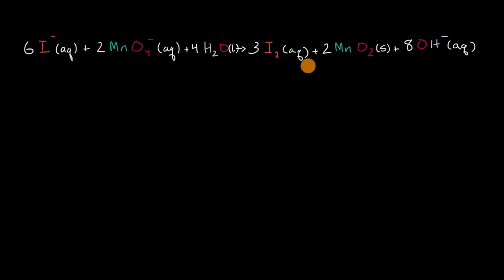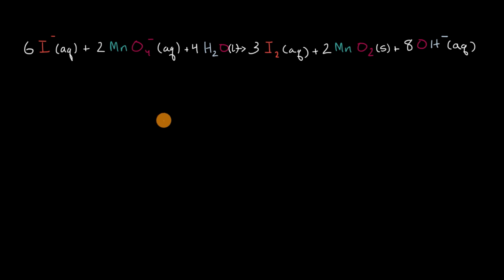What we have here is a reaction that involves iodine, manganese, oxygen, and hydrogen. And what we want to do in this video is think about which of the elements are being oxidized in this reaction and which of the elements are being reduced in this reaction. And pause this video and see if you can figure that out before we work through it together. All right, now let's work through it together.